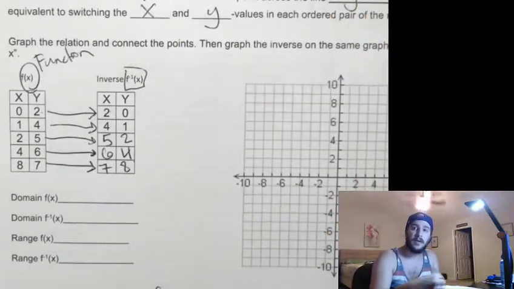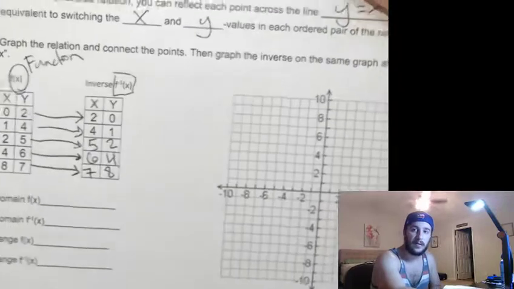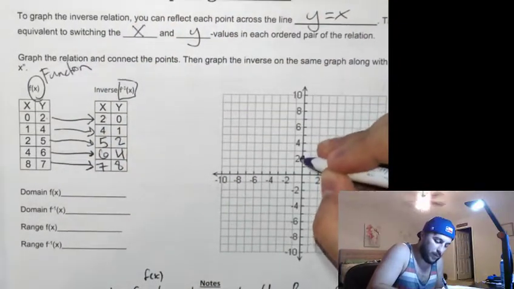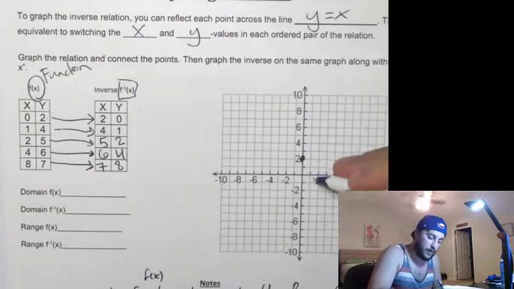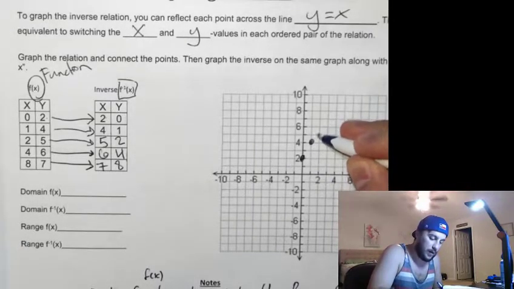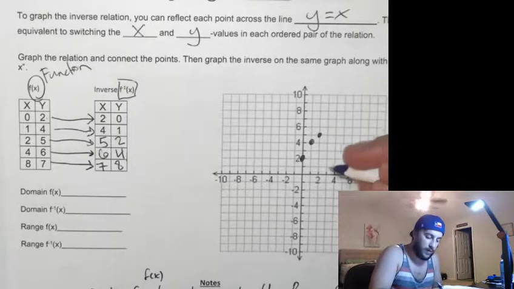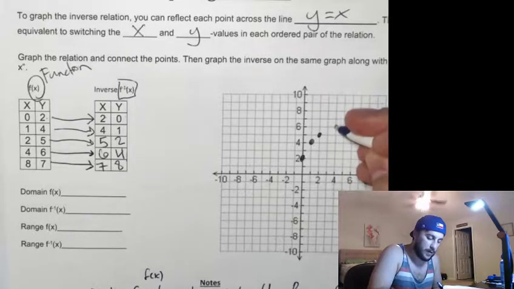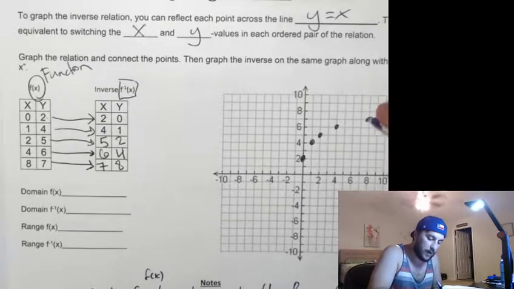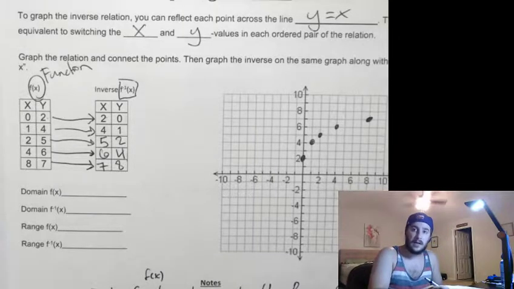Let's go ahead and plot these points and see what kind of shape we end up getting. So 0, 2: 0 for x, 2 for y, that puts us here. 1, 4 would be up here. 2, 5, just like that. And then 4, 6, like that. And then 8, 7 would be over here: 8, and then 1, 2, 3, 4, 5, 6, 7. So right there.